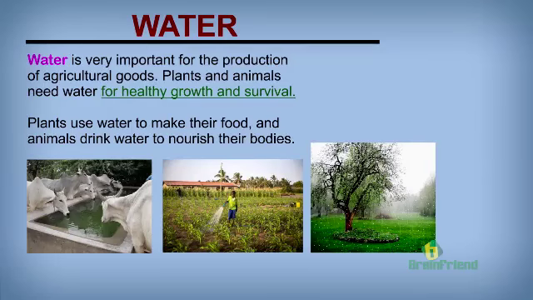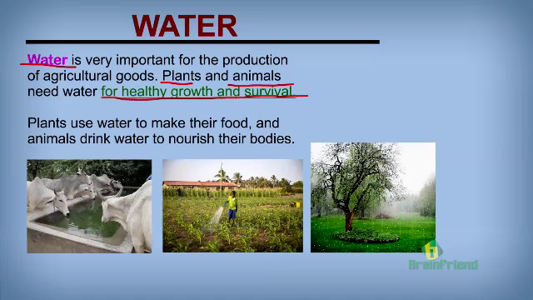The second factor for agricultural production is water. Water is very necessary for agricultural production because all living organisms need water to survive. Plants and animals are living organisms. Therefore, they need water for a healthy growth and for survival.